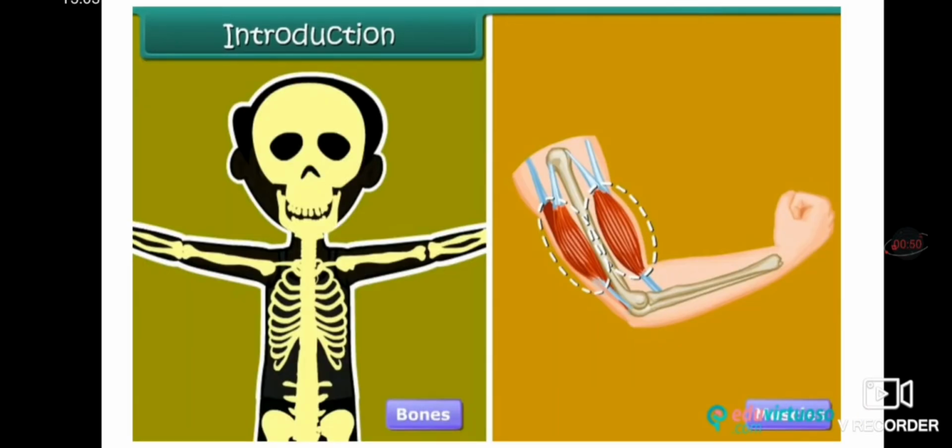So children, do you know about the body parts that help us to move our body? These body parts are very important in our body, like bones and muscles. Muscles and bones work together to move our body. We can move our body with the help of bones and muscles, but the functioning of the bones and muscles is different. So in this session we are going to learn about bones.